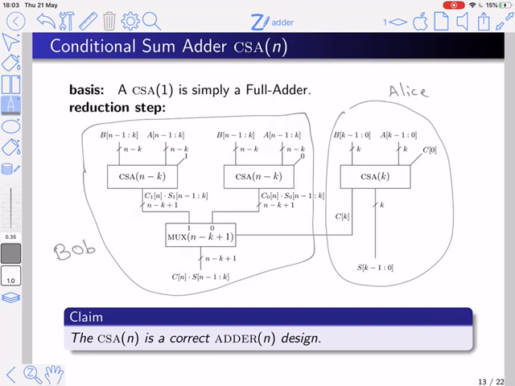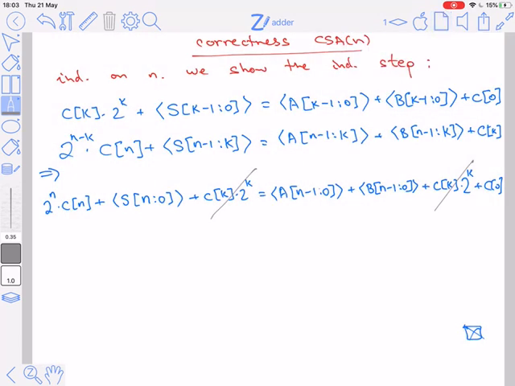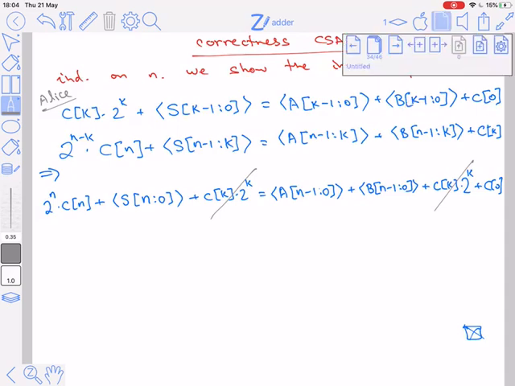Okay, now we want to prove that the adder is correct. The proof is very simple. We will do it by induction on n. Let's just show the induction step, assuming that it's correct for n equals 1. And the induction hypothesis tells us that smaller CSAs are also correct, so it's actually complete induction. Good. So this is the part that refers to the branch done by Alice. Alice adds the first k bits of A, the first k bits of B, and C0. She uses a CSAK.